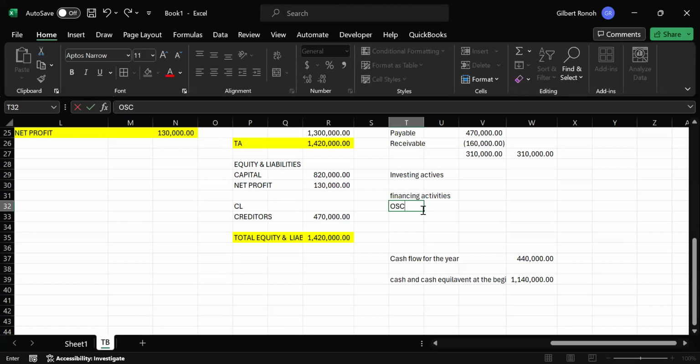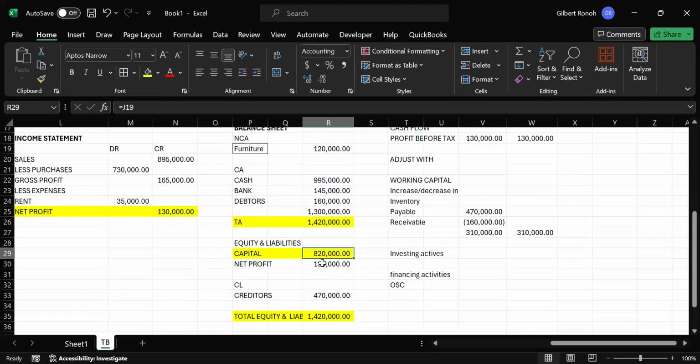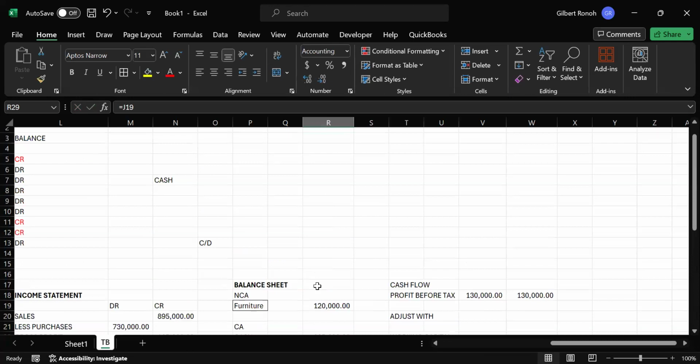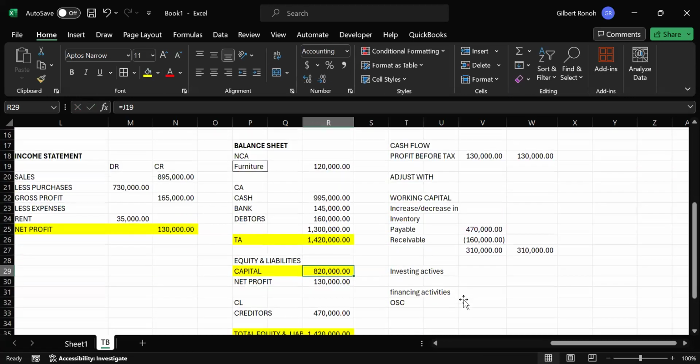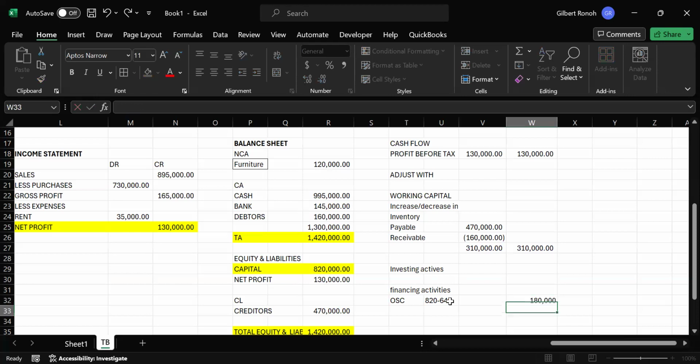Look at the capital. At the end of the year, we have 820, and at the beginning of the period, we had how much? 640. So there's a difference of what? So 820 minus 640. Let's see. So that is the cash inflow. So take 820 minus 640, it will have 180,000 here. So which are the assets?